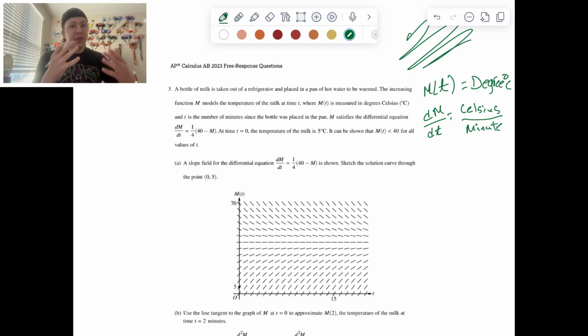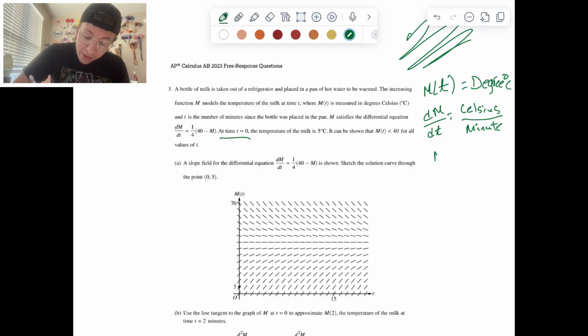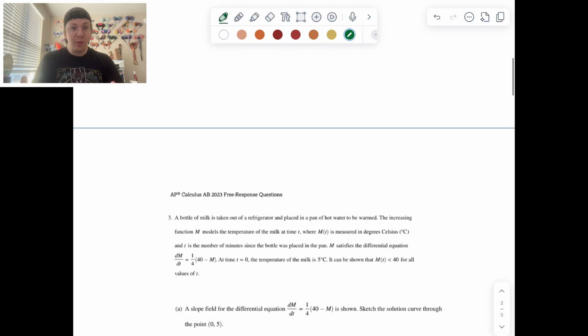So just a couple of things, just basic stuff. We are given m of t, that's our output of degrees, and we are given dm over dt. We are also given the initial value at t equals 0 is 5. So I know that m of 0 output is 5. All right, so now using that bit of information, let's tackle the rest of this problem.